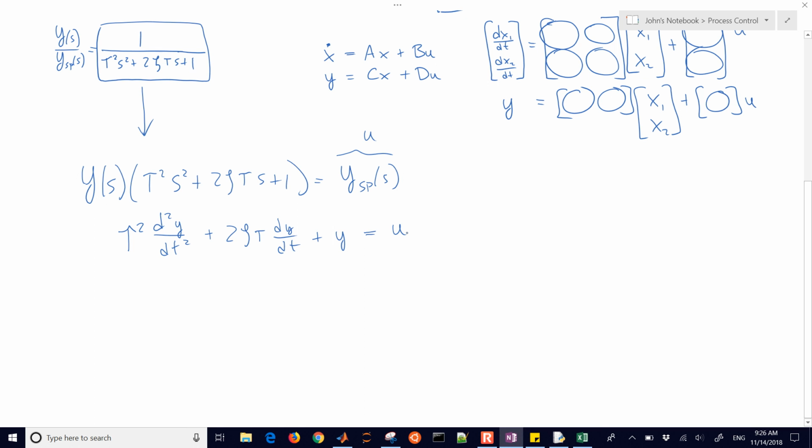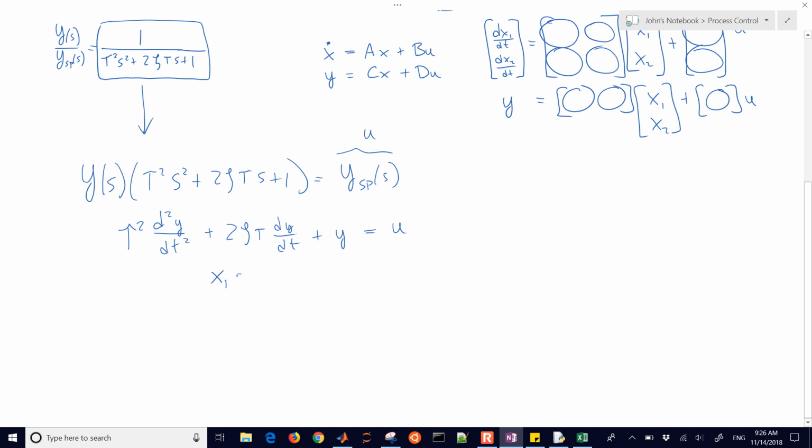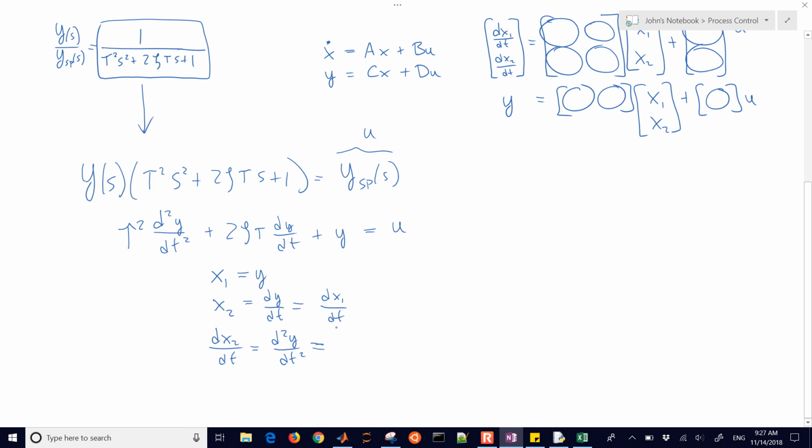Okay, so with a second order system, I just need to define these two states, and so let's just say that x1 equals y, and then let's define our second state to be the derivative of y. And that's also equal to the derivative of x1, and then the derivative of x2 is going to be the second derivative of y. And that's going to be equal to the second derivative of x1 as well.